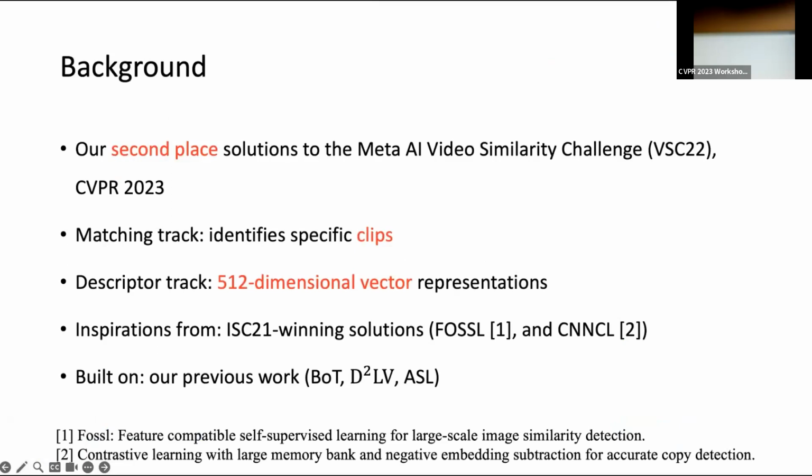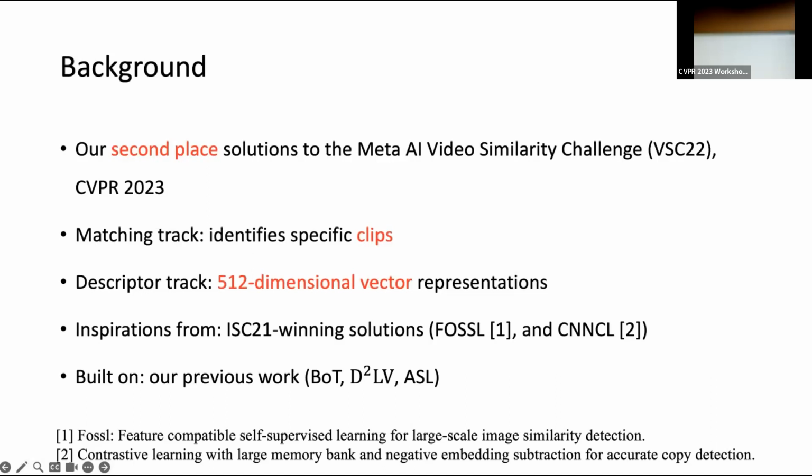First, I will introduce the background. That is our second place solution to the Meta AI Video Similarity Challenge, that is VSC22 in CVPR 2023. In the matching track, competitors use models to identify specific clips from the query in the reference videos. And in the descriptor track, competitors are required to use a 512 dimensional vector to represent a video, and then the representation vectors are used to match it.